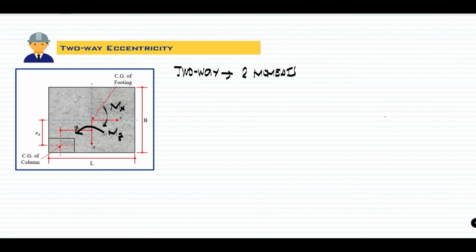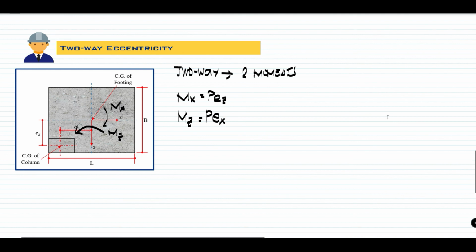So, for our two moments, dun tayo sa moment x. Si moment x is ikokos ng P times ez. Kasi, ang eccentricity na tinitingnan natin is along z for a moment about x. And for the moment about the z-axis, ang tinitignan nating eccentricity will be x. So this will be P times ex.